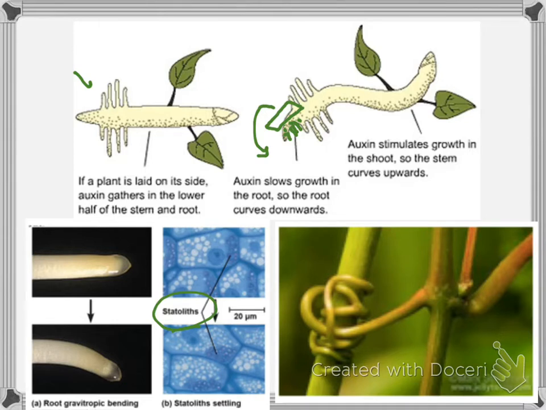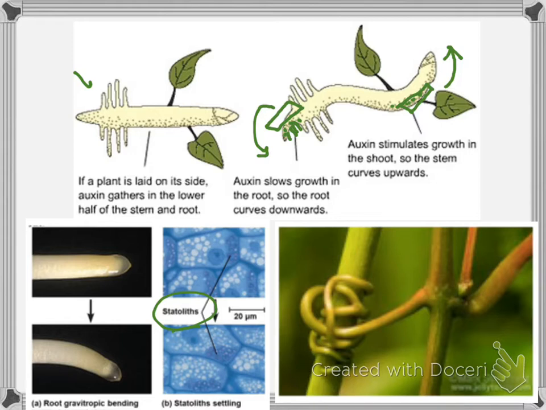And on the other hand, in the shoots, when the auxins accumulate here, it's going to activate cell elongation on the lower cells, and then that's going to cause the plant to bend upwards. And that's going to exhibit negative gravitropism because it's going against gravity.